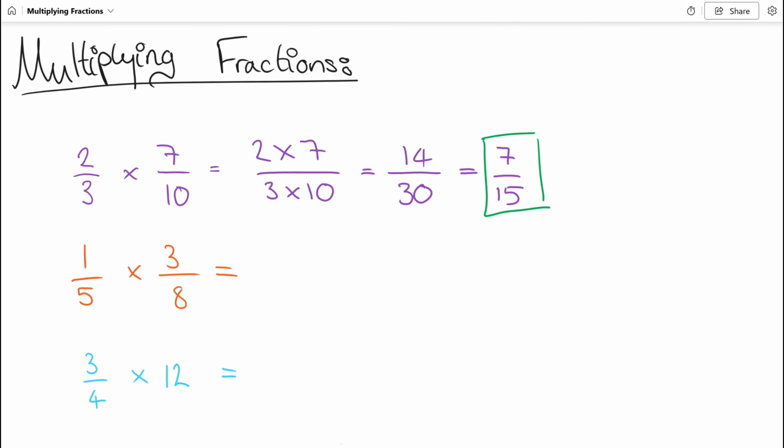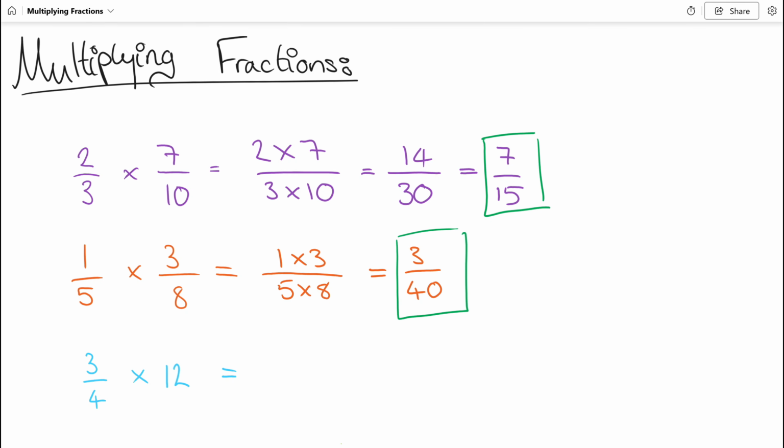All right, let's get into the second one then. So we've got 1/5 times 3/8. So we're going to write it down. So we've got 1 times 3. We've got 5 times 8. And that is equal to 1 times 3 is 3. 5 times 8 is 40. And that is it actually. There's no common factor out of those two, so we can't simplify it. All right, so let's move on to the last one.